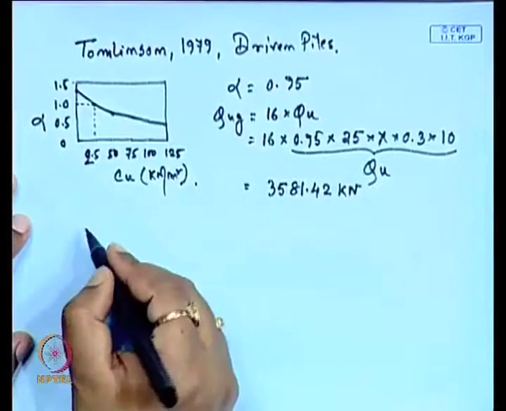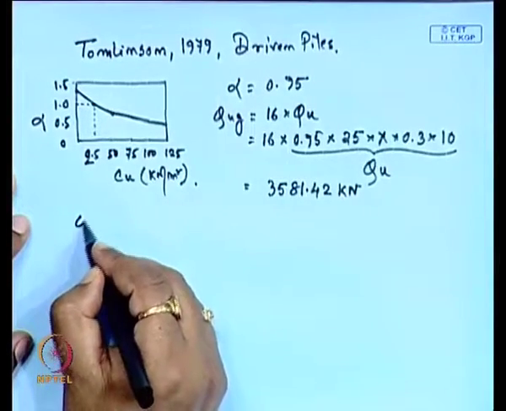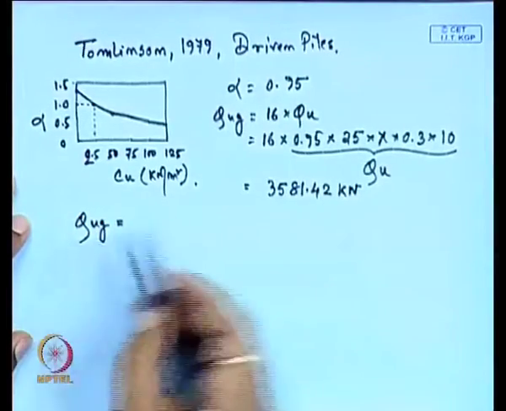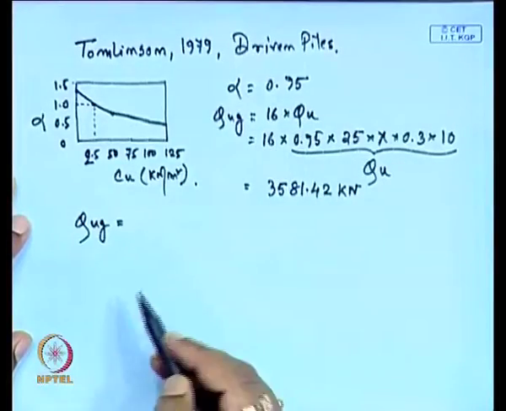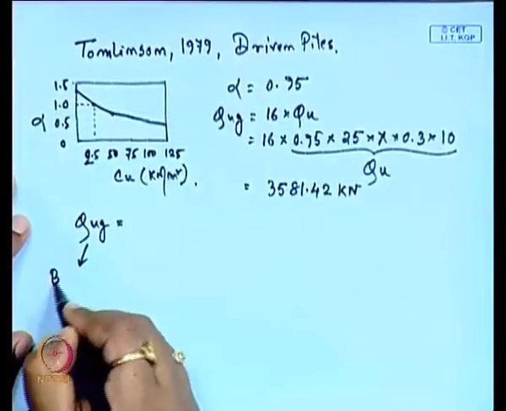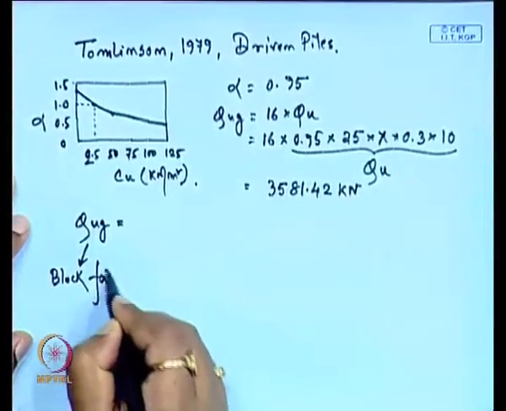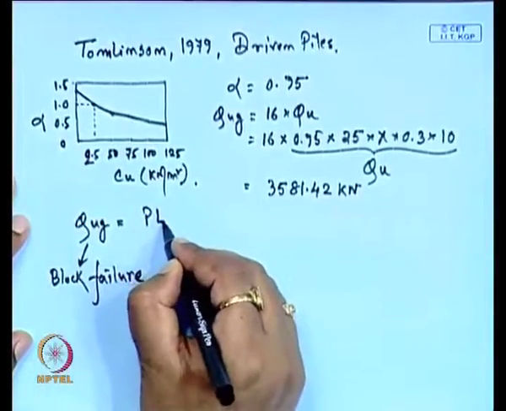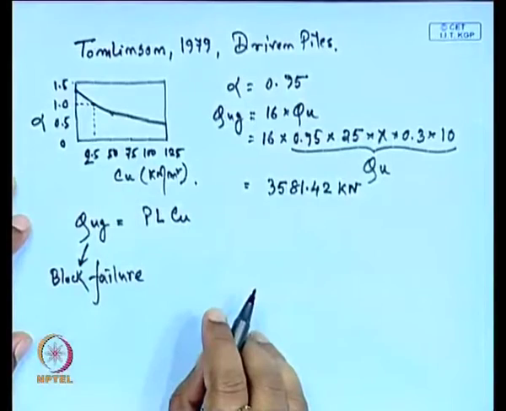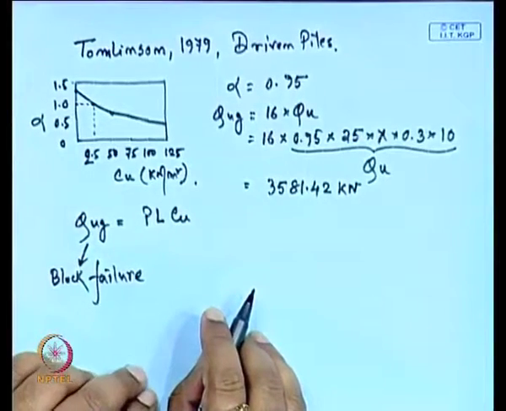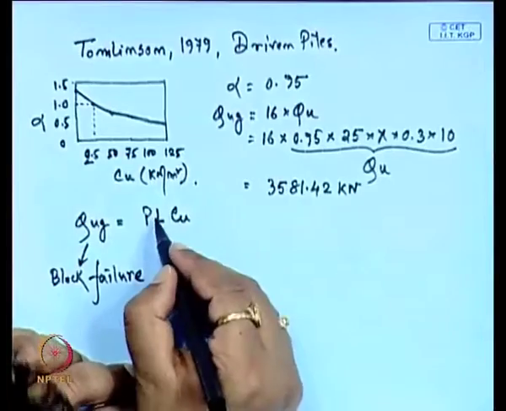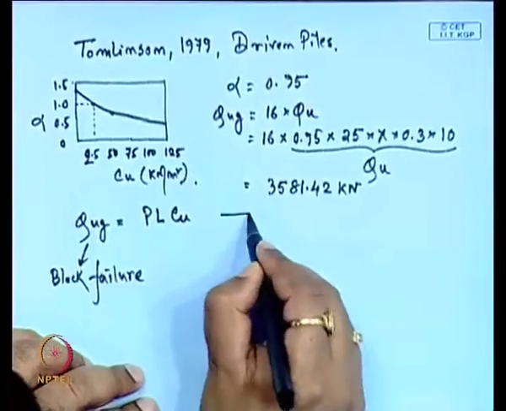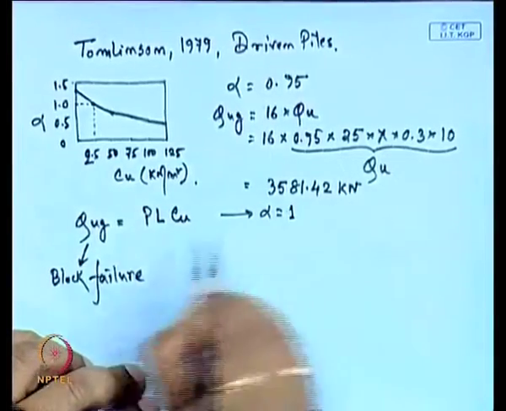Next, we can calculate QUG in terms of block failure. The previous one was in terms of individual failure. In terms of block failure, we can write this as P, the perimeter, into L into Cu. When we are calculating this block failure, we consider that our alpha is basically 1.